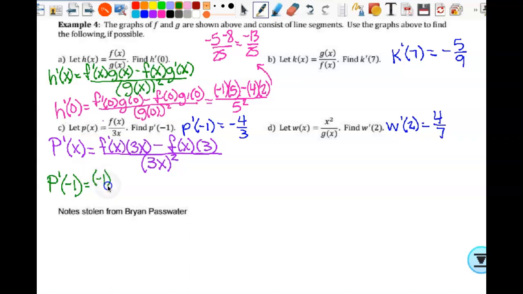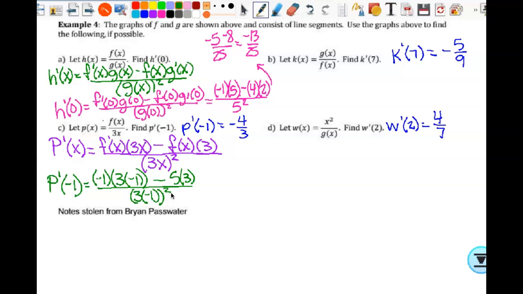Do we agree with that? Okay. Times 3 times negative 1, right? Kind of, it's a coincidence that those two things are the same. Minus f of negative 1 is 5. Yes? 5 times 3 over 3 times negative 1 squared. Okay? Everybody okay with where all of that came from?